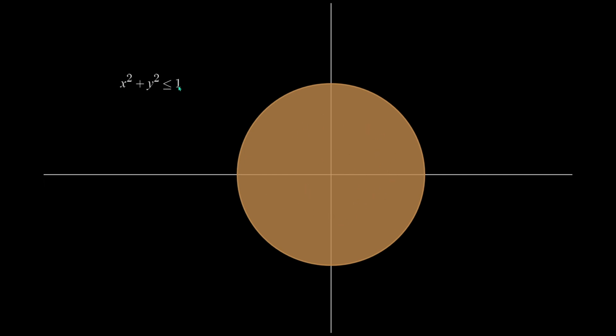What this inequality represents is the set of all points whose distance from the center is less than or equal to 1. Because you can see if I just take the square root, this is like the distance formula. Now this is a disk. It's a closed disk. It has a boundary on it. So this is actually a manifold of dimension 2.